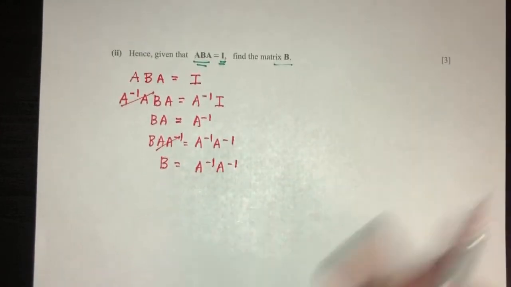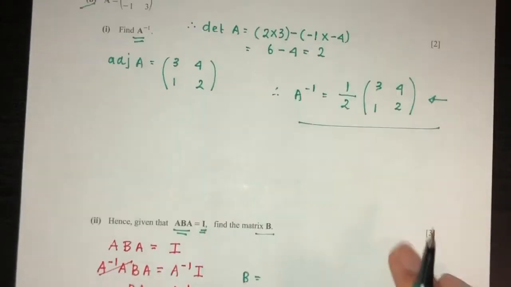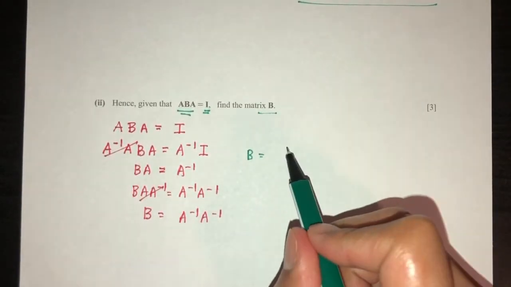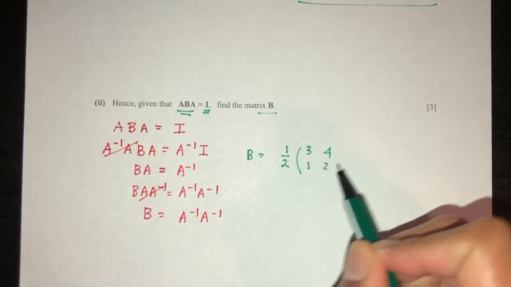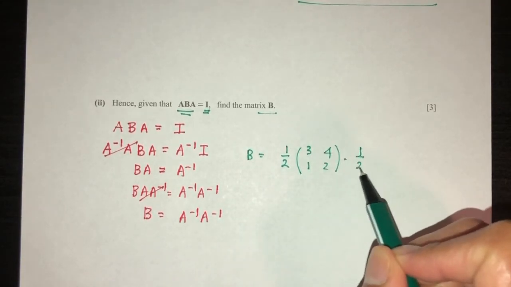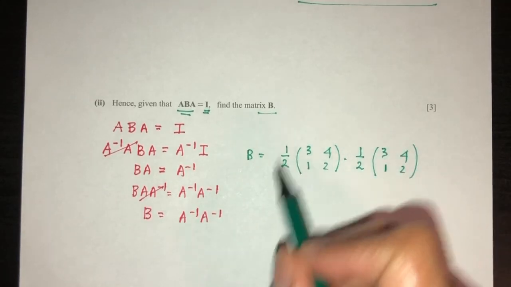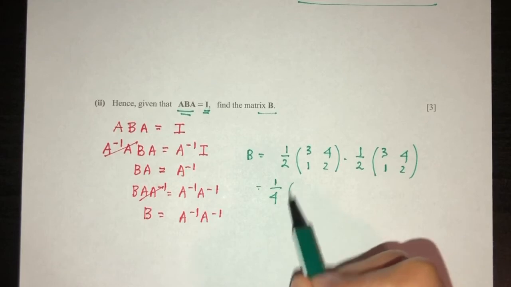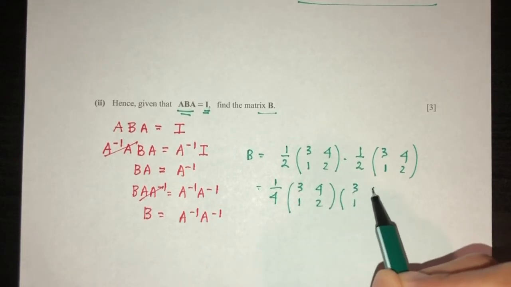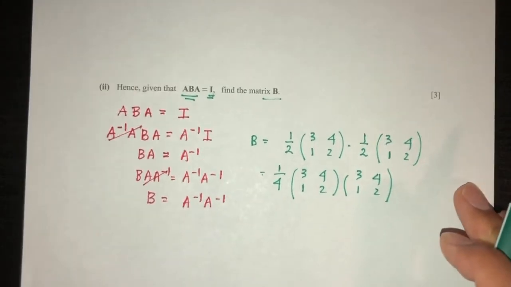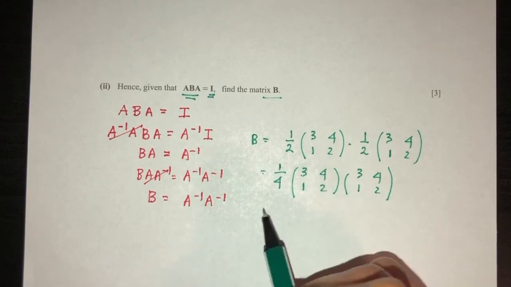So let's find this. So as we know, A inverse was found in part 1 right here. It is 1 over 2 times 3, 1, 4, 2 multiplied by 1 over 2, 3, 1, 4, 2. So we can take out these two. It will be this, and then we have 3, 1, 4, 2 times 3, 1, 4, 2. So matrix multiplied by rows by column. So this times this plus this times this. So let's find out.